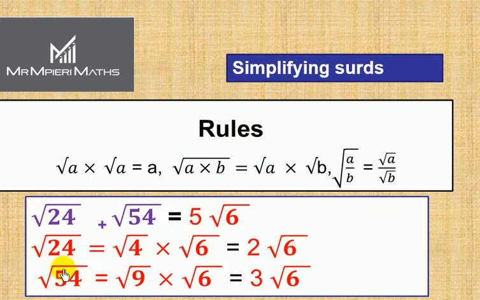Root 54 is the same. We need to do the same thing here, splitting it into a perfect square root, root 9 times root 6. So root 9 is 3. 3 times root 6 gives us 3 root 6. So for root 24 plus root 54, we have to add 2 root 6 plus 3 root 6, and that gives us 5 root 6.